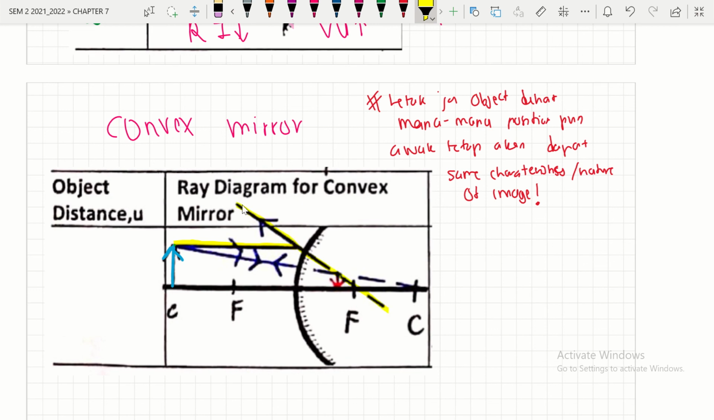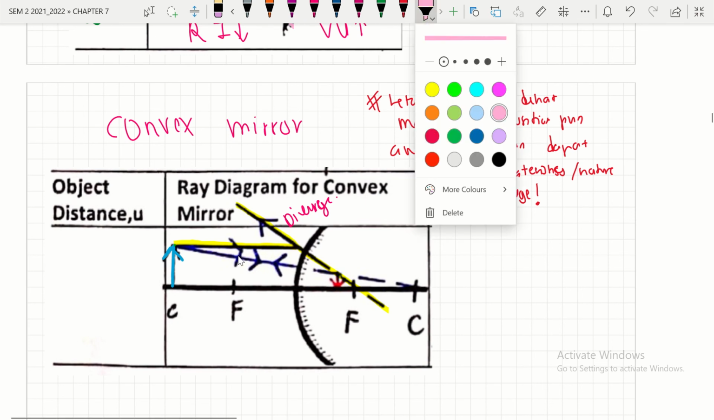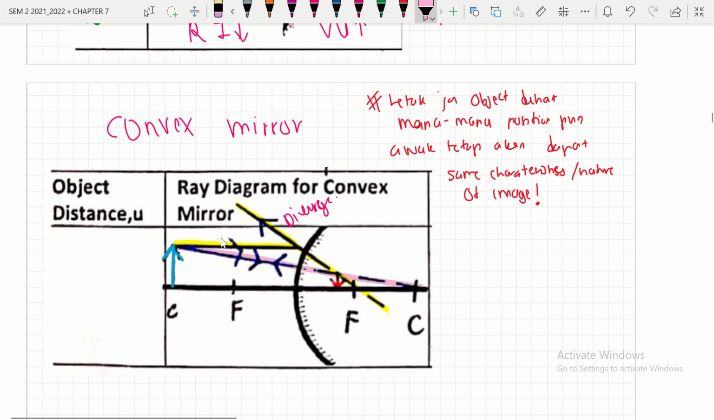So awak kena ingat sebab untuk convex mirror dia adalah diverge. Dia bukan converge, dia diverge. So dia keluar macam tu. So the another ray diagram yang Miss akan draw adalah dia akan pass through center of curvature dan dia akan reflected back pun towards center of curvature. So apa yang awak kena faham adalah ini adalah ray diagram yang pertama kita belajar dan ini adalah yang ketiga. So untuk jawab soalan kita cuma perlu lukis 2 daripada 3. Tak perlu lukis ketiga-tiganya. So the image you will get is here. So this is the image.